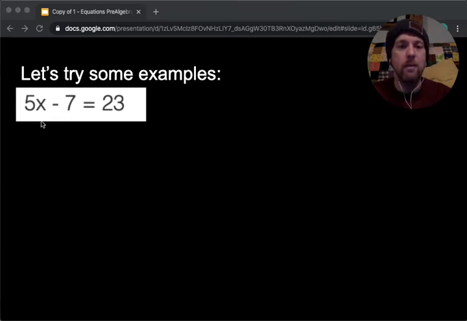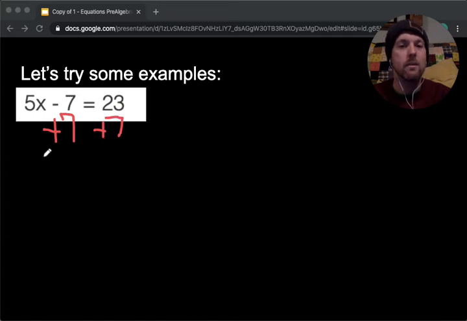So the opposite, I have 5x minus 7. I have this constant of negative 7 by itself, so that's the first thing I'm going to try and get rid of. The opposite of subtraction is addition, so I'm going to add 7 to both sides of my equation.